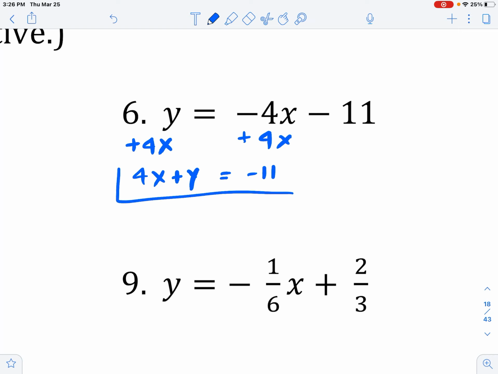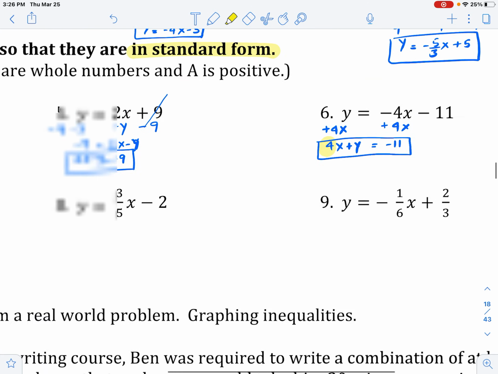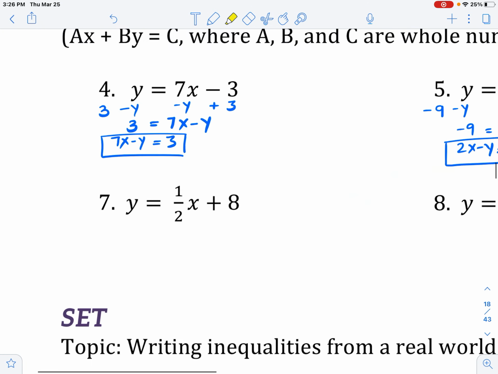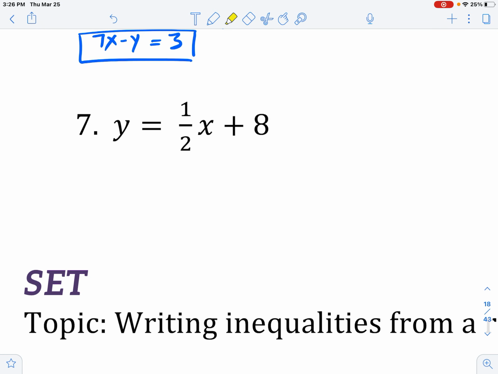That's my answer. My goal is to write in a way so that my coefficient of x is always positive. I should be always presenting it like that. Let's do the next one. If I try this one, now my x is positive already, because I need to write ax plus by equal to c form. So I don't want to touch that.